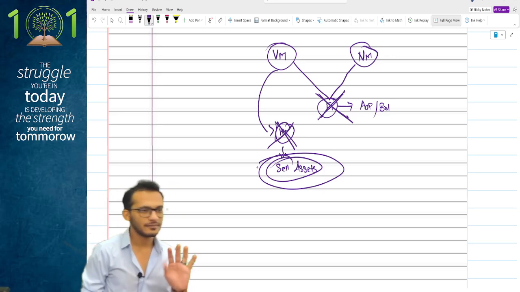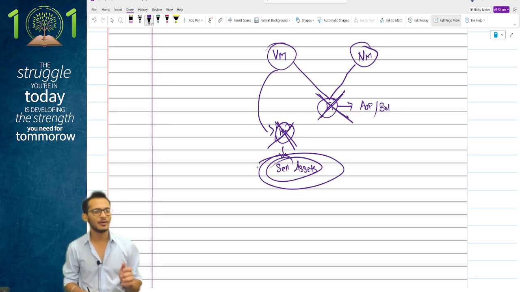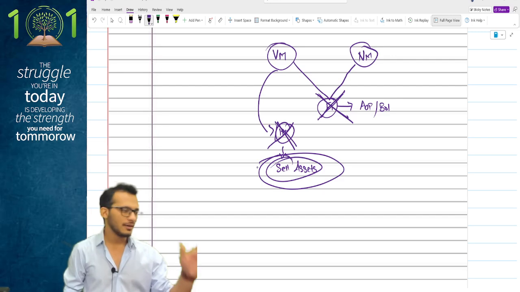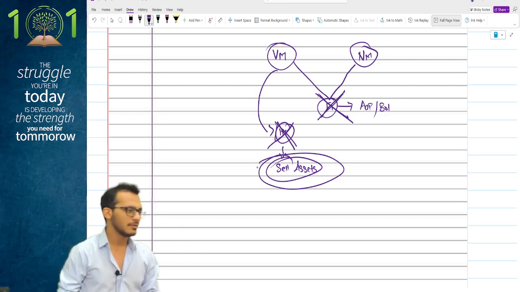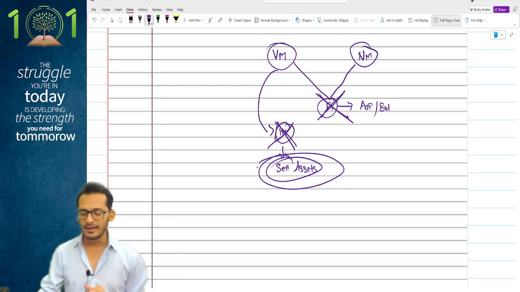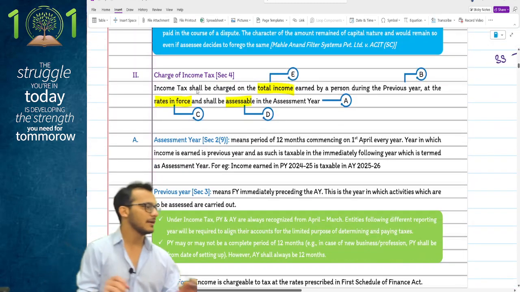5 scenarios. It does not get tested in finals. It gets tested more in inter. But nevertheless, good to know. If you want, you can note down the story. Otherwise, it's not important. Clear enough to go? Yes. Great. This is what your definition is when it comes to previous year and assessment year.